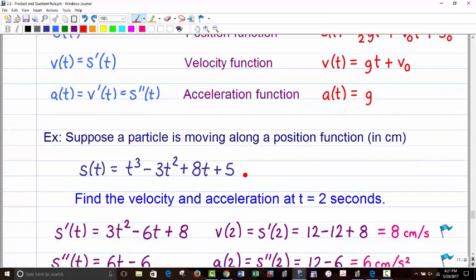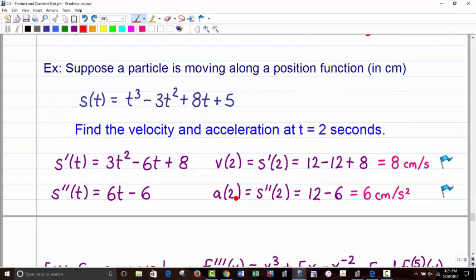But now here's an example where I'm giving a random position function for some sort of particle, and so we can't make that assumption. Let's say we want to find the velocity and acceleration at t equals 2 seconds. It doesn't say instantaneous here, but whenever you're applying it only at a specific value, that's implied to be instantaneous. So it's instantaneous velocity and acceleration at 2 seconds. It's not too complicated.